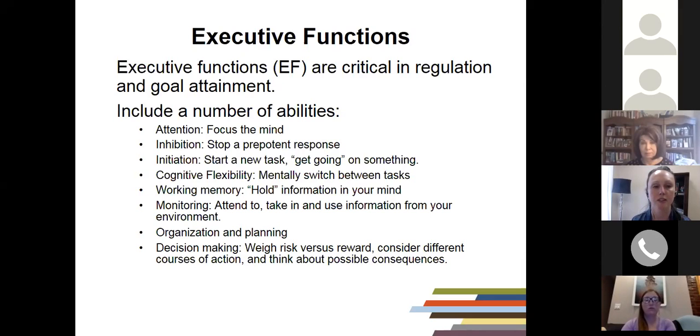So these are all skills that fall under the umbrella of executive functions. And really, they're things that help us regulate ourselves so that we can adapt to our environment and meet certain goals in our day-to-day life.